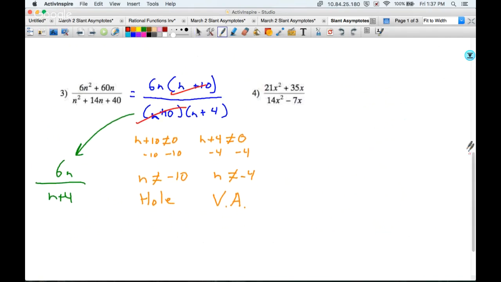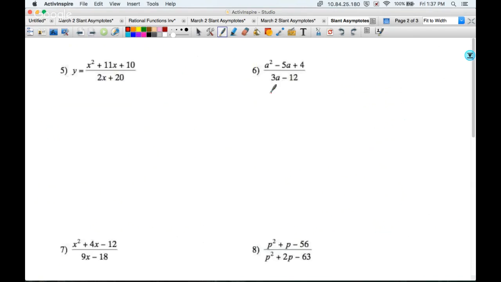Let's see. We'll move on to the next page. Number 5 looks like a good one. I can tell that this is going to have a slant asymptote. The degree of the top is 1 more than the degree of the bottom. Let's go ahead and factor.